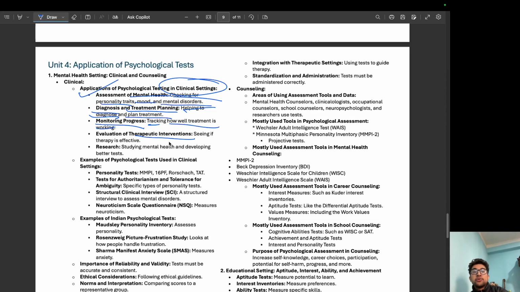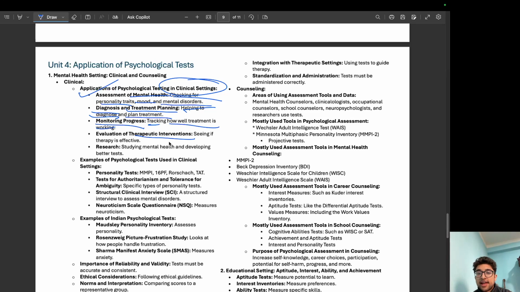So that is all about the first one, clinical, and the second, counseling, the application of psychological tests. What types of tests there are, examples, which you need to memorize, and the generic idea of why a test is important, such things you should mention. You can mention the similar thing in mental health counseling as well, and you can also understand career counseling and school counseling, and that it can help in self-knowledge and other things as well. Okay, that was all about the first application, in mental health settings.